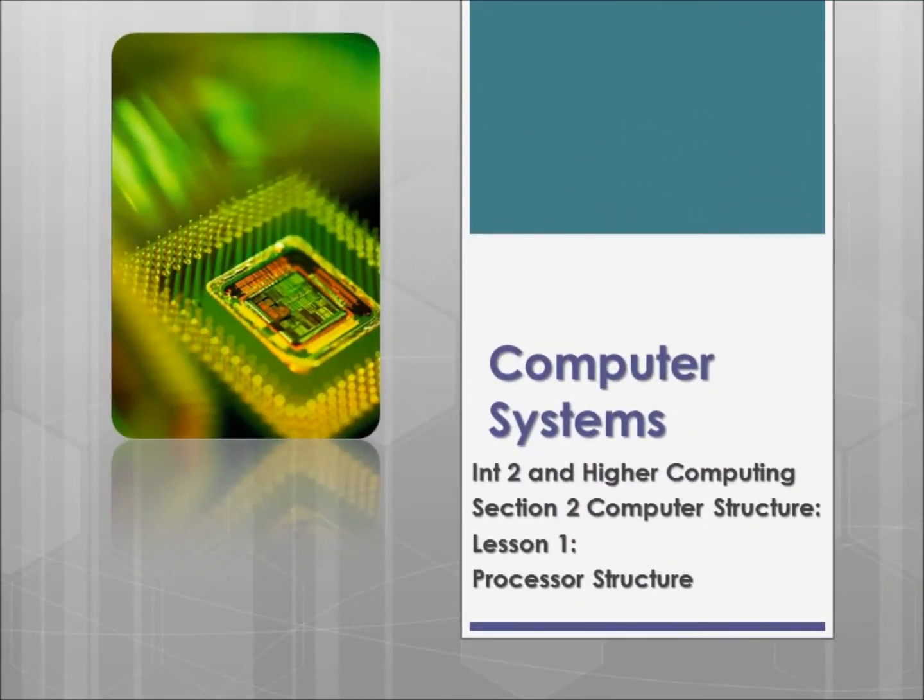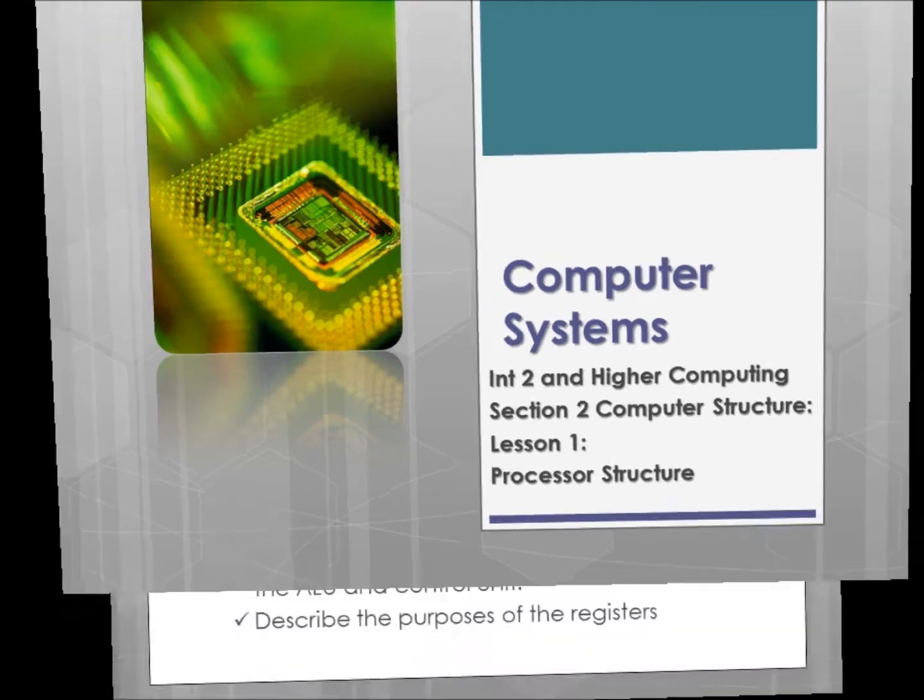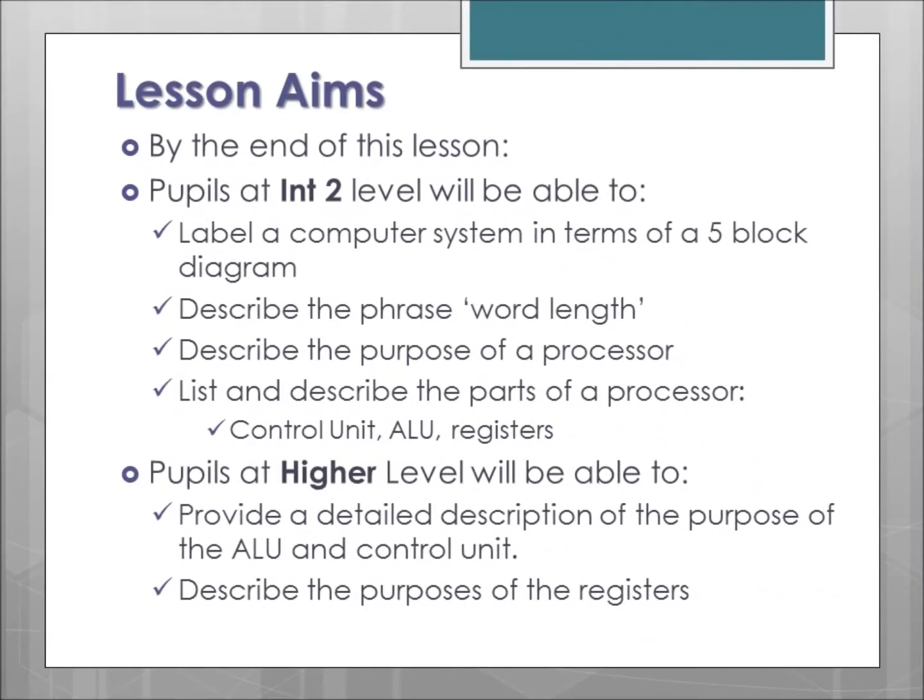Hello and welcome to lesson 1 of section 2, Int 2 and Higher Computing, Processor Structure. By the end of this lesson, all pupils at Int 2 level should be able to label a computer system in terms of a 5-block diagram, describe the phrase word length, describe the purpose of a processor, and also list and describe the key parts of the processor, namely the control unit, the ALU, and the registers.